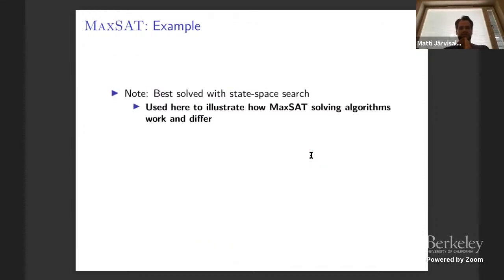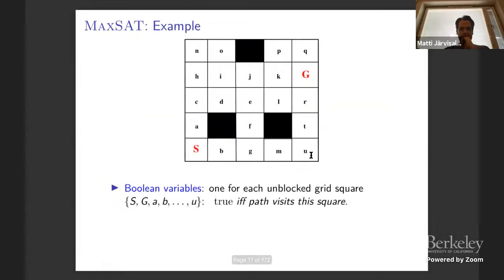As I said, this is really for mere illustration, but you'll also now see the only encoding that you'll see in the talk. So how do we encode this in MaxSAT? We need some Boolean variables. Here's a unary encoding. For each unblocked grid square, we take a Boolean variable and associate the grid's name with the variable. So it's S, G, A, B, and so forth. Its intended meaning is that the variable is true if and only if the square in question is visited by the path that we're constructing.